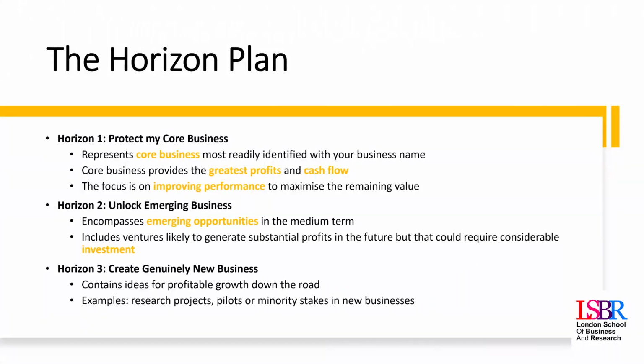So again, it's about looking into the medium term and saying, okay, we've looked after Horizon 1. We know how we're going to maximize our profits from our core business. How do we perhaps unlock new opportunities? Now, that can be things that are likely to generate you substantial profits in the future, but could require considerable investment. So, for example, a lot of companies are currently looking at augmented reality and virtual reality. Again, it's been something that's been in the making for a few years, but now it's starting to become more commercialized. That technology is more accessible to people.